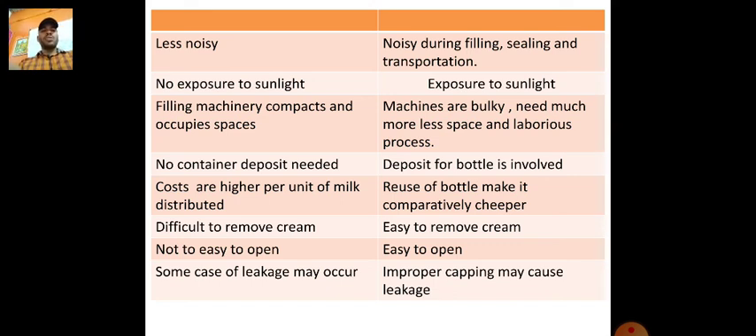Then no exposure to sunlight, whereas here there is exposure to sunlight. Filling machinery is compact and occupies little space; for glass, machinery is bulky, needs much more space, and is a laborious process. Laborious process means that for the bottling process labor is required. So no container deposit needed; deposit for bottle is involved. Costs are higher per unit of milk distributed. Reuse of bottle makes it comparatively cheaper. Means overall economically, film packaging is higher cost.